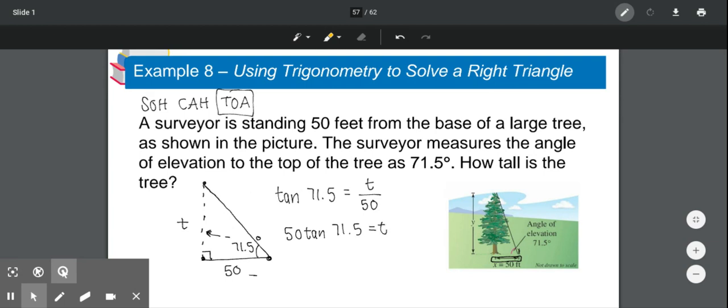Okay, in your calculator, a couple things you need to be careful of. In this case, the 71.5 was in terms of degrees. So in the mode of your calculator, make sure that your mode is set to degrees, not radians. And then to solve for T, you're going to type 50 tangent 71.5. And we get that T is 149.434. And we go back and we see that we're measuring in terms of feet. So a pretty tall tree for that one.